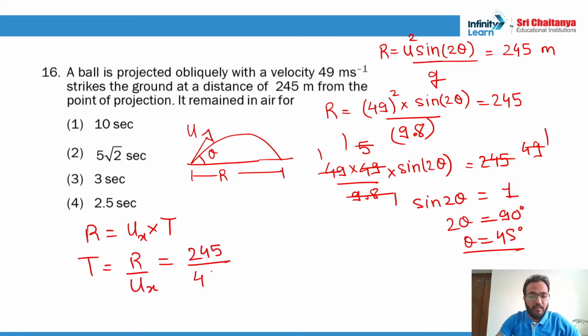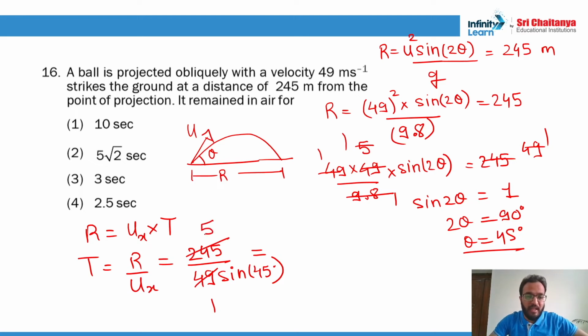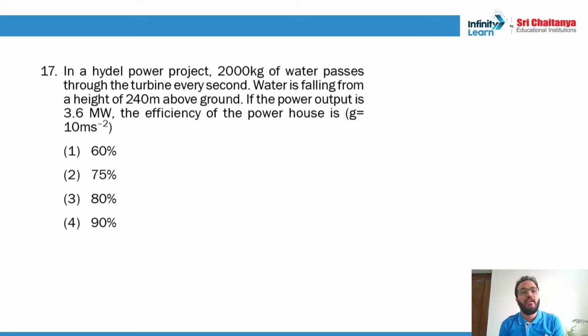245 upon 49 sine of 45 degrees. Now see, 49 ones are 49, 49 fives are 5 root 2 seconds, which is the right answer. Do you understand? So such a simple case. So see, students, these questions are really easy if you know the concepts very well. These are not difficult questions, but you need to know all the formulae, and you need to know the concept behind the formulae that you are using in the solution. Okay, is it clear? Now let's look at question number 17.